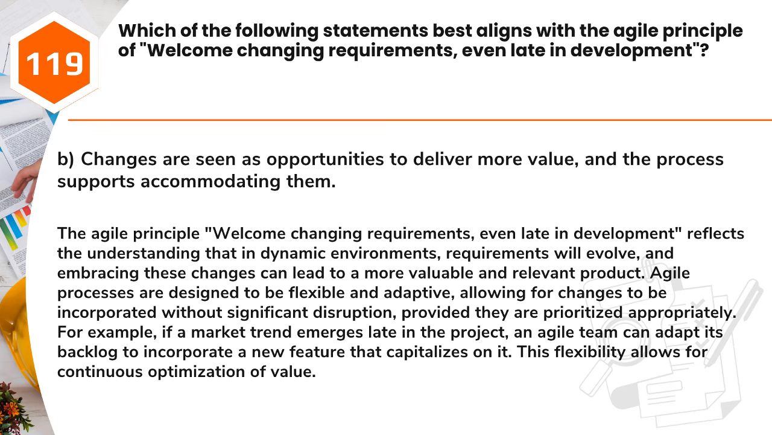Agile processes are designed to be flexible and adaptive, allowing for changes to be incorporated without significant disruption, provided they are prioritized appropriately. For example, if a market trend emerges late in the project, an Agile team can adapt its backlog to incorporate a new feature that capitalizes on it. This flexibility allows for continuous optimization of value.